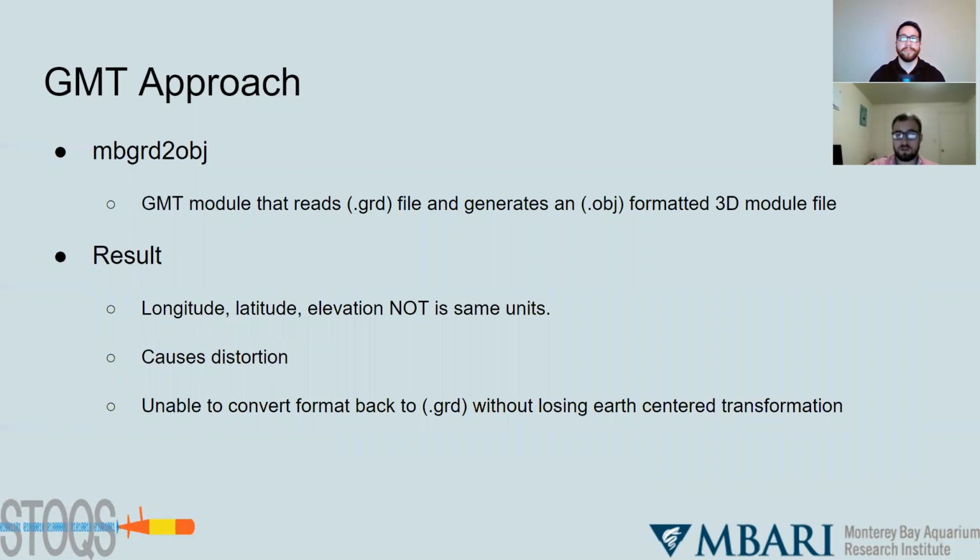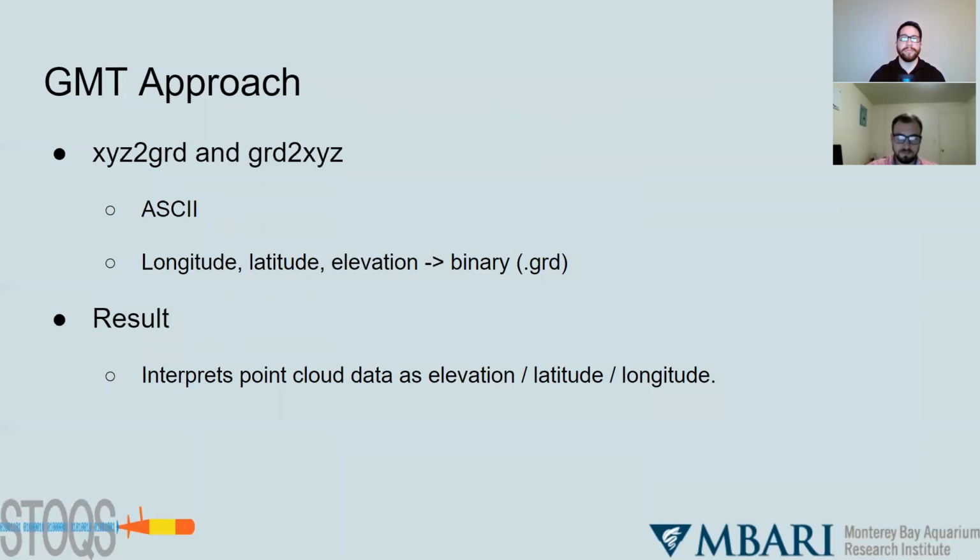After talking to our mentor about this problem, we decided that the issue with MB GRD to OBJ is likely a problem with mismatching units. Had we decided to project our data into a Cartesian space and then convert it back to a GRD format, we would have used these tools, XYZ to GRD and GRD to XYZ.